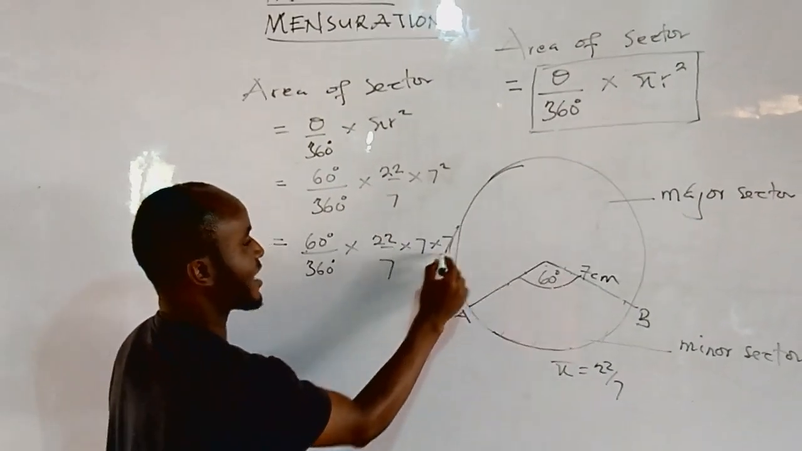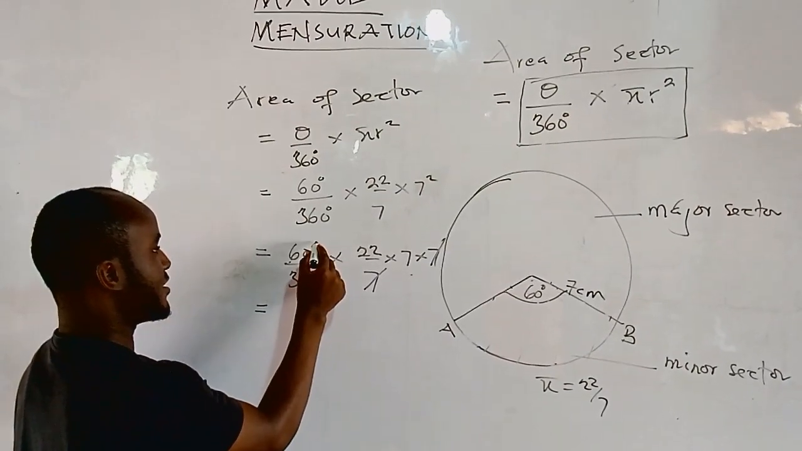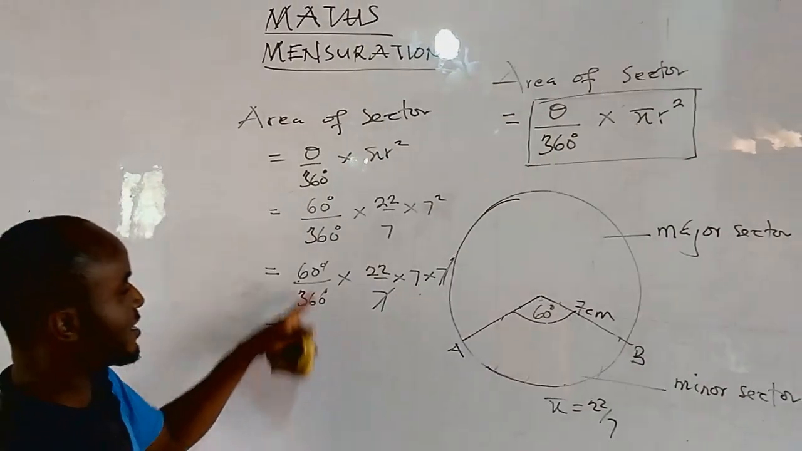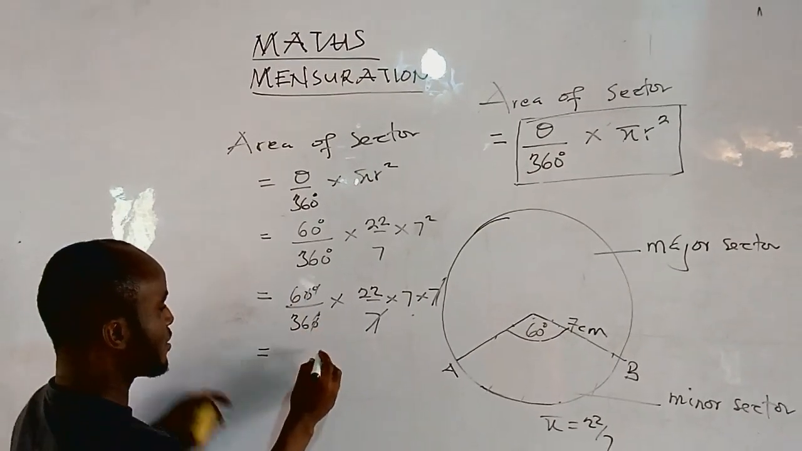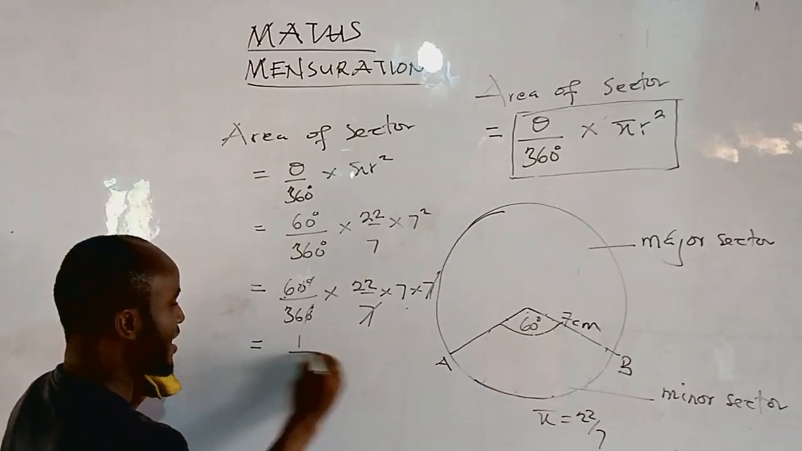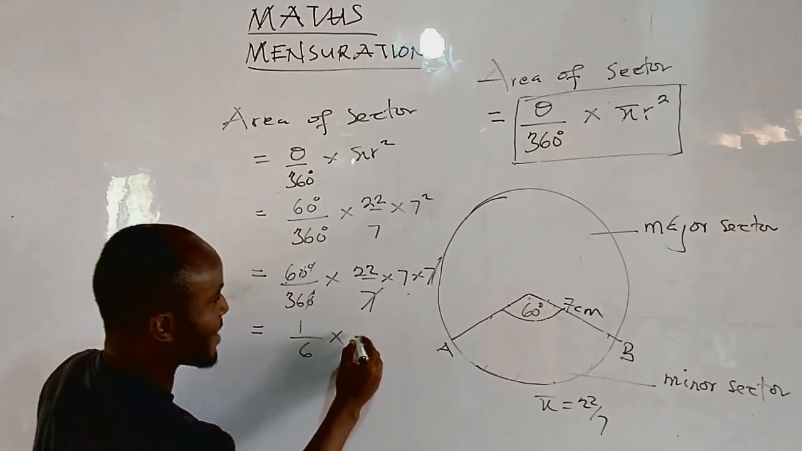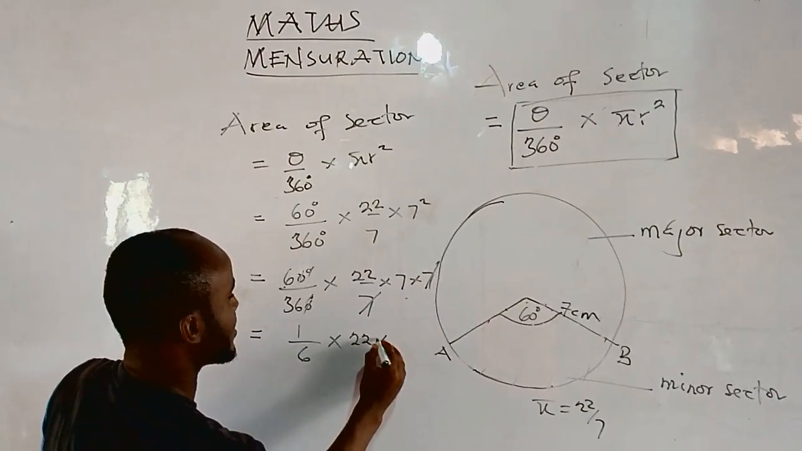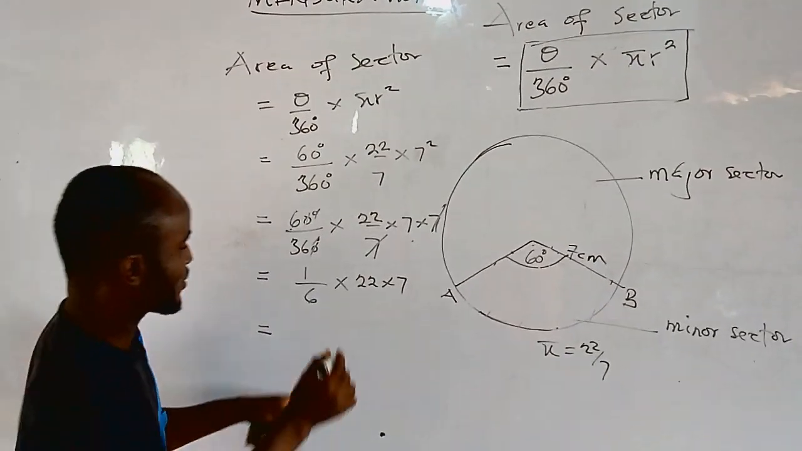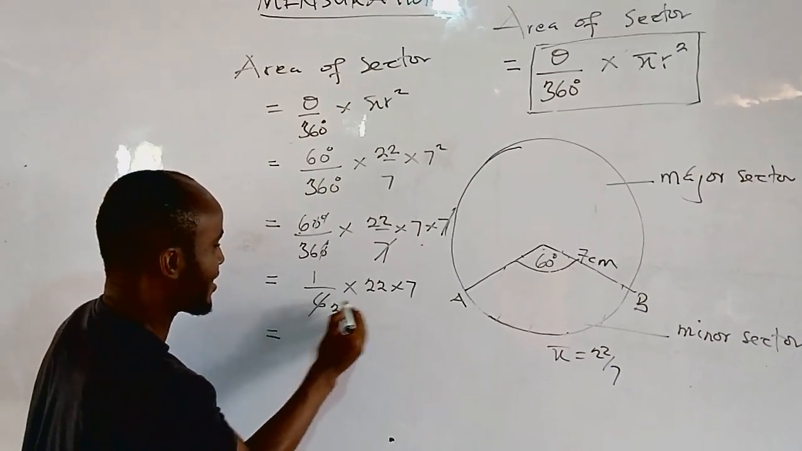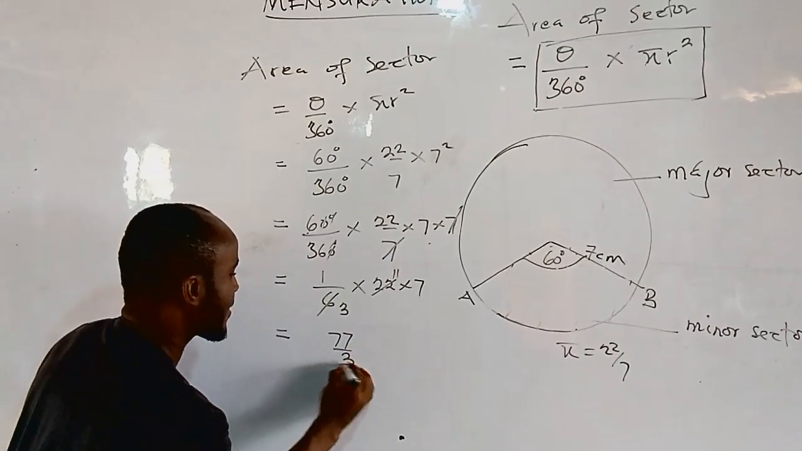Alright, so after expansion, you can just cancel out. 7 cancels out. Degrees cancels out. So 60 out of 360, you can just cancel your zeros. So 6 divides itself, 1, 6 divides 36, 6. So you get 1 out of 6 times 22 times 7. You further divide it. You can divide by 2. So 2 here, 3, 2 here, 11. So that we get 77 out of 3.